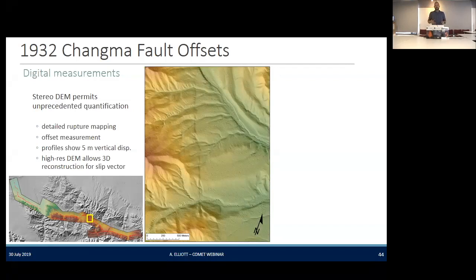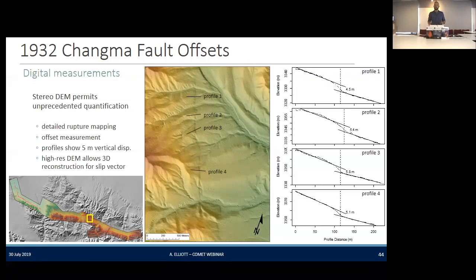Of course, the value in this, as I described earlier, is not just in mapping out where the fault ruptured, but in mapping out the offsets and the co-seismic slip during this earthquake. So you take profiles across the digital elevation, you can quantify the slip in the earthquake, which in this case is something around 5 meters at this section of the fault.